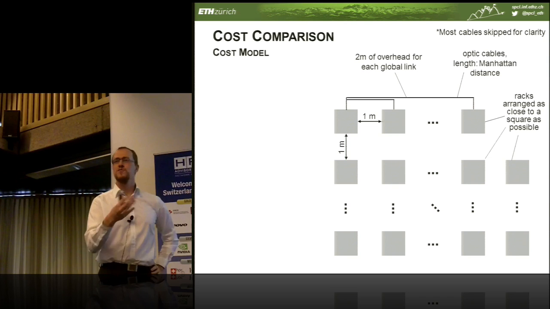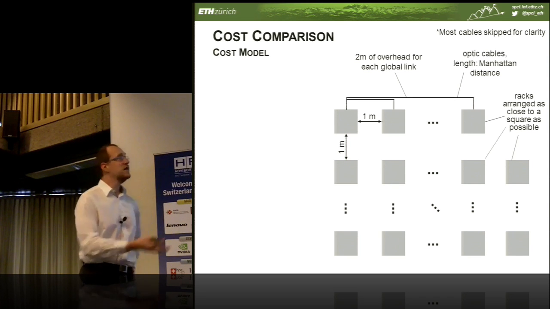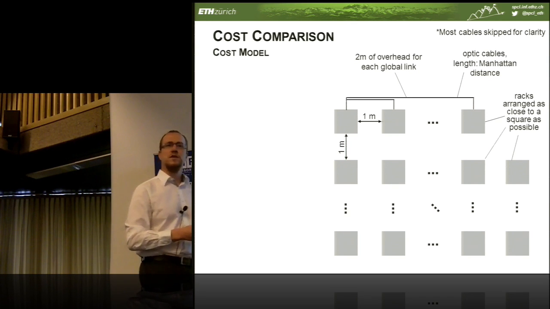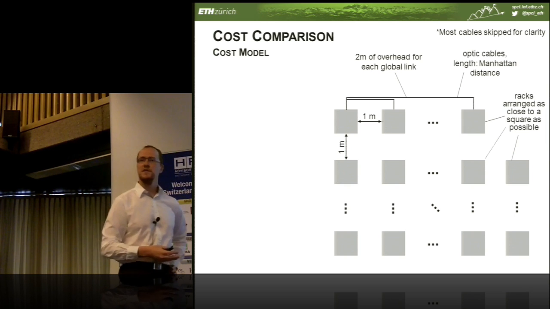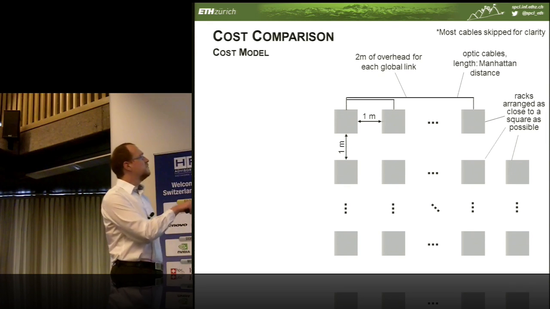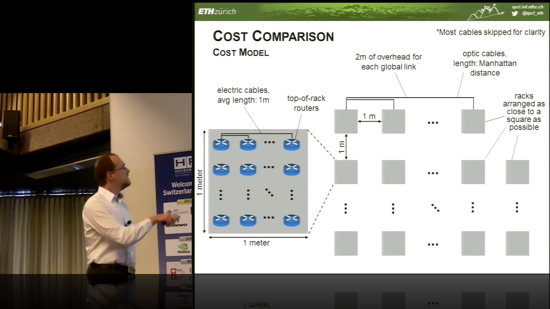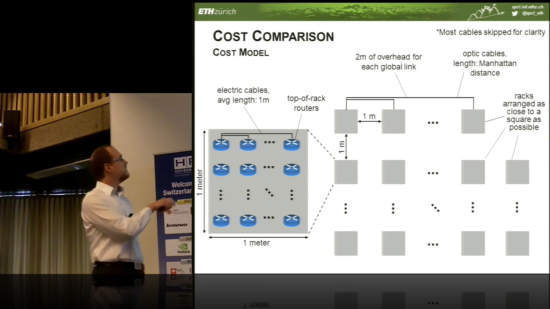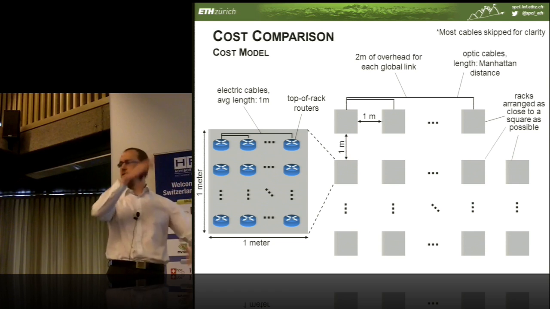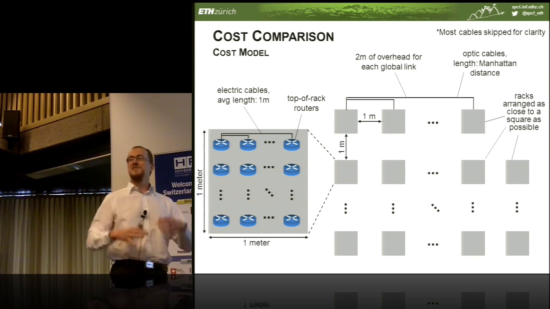We arrange it as square as possible. It's just a model that many people use. It's, by the way, the same model that was used for Dragonfly topologies in the ISCA paper, and so we assumed their numbers, because we wanted to have an apples-to-apples comparison. And each of these boxes here is essentially a rack, and there are top of the rack switches, and they're 1 meter by 1 meter.